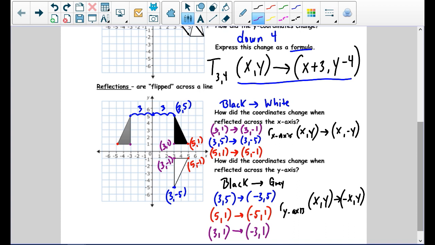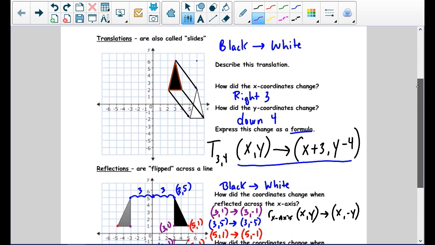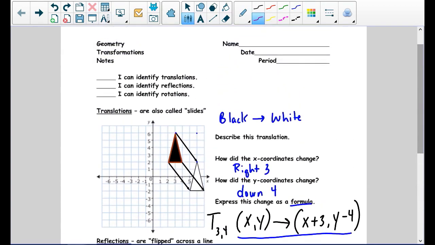Next week we'll take a look at one more movement, and it's called dilation, and it's making the shape bigger or smaller.